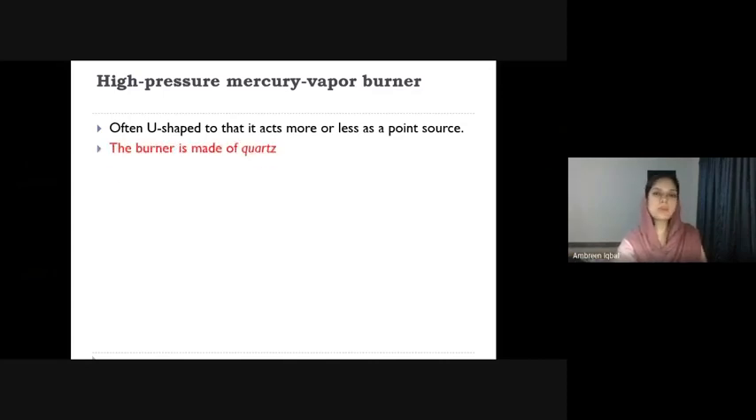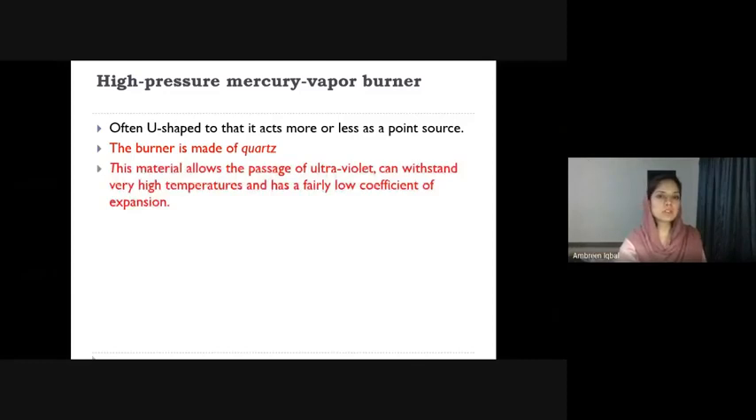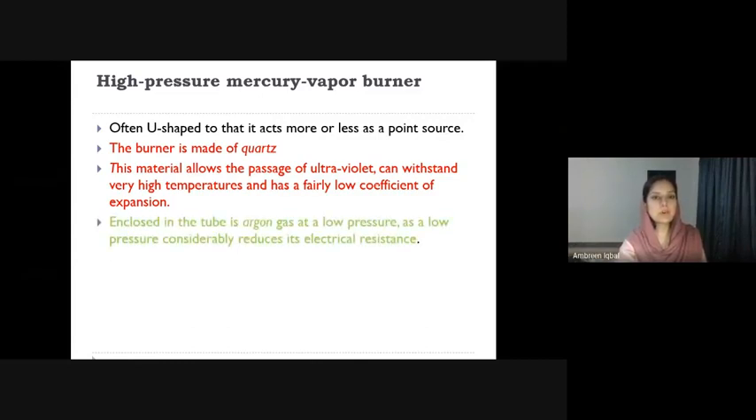The burner is made up of quartz crystal. The reason it is made of quartz is that the quartz material allows the passage of ultraviolet, can withstand very high temperature, and has a fairly low coefficient of expansion. The next point is that enclosed in this quartz tube is argon gas at a low pressure. The low pressure is actually to reduce the electrical resistance.